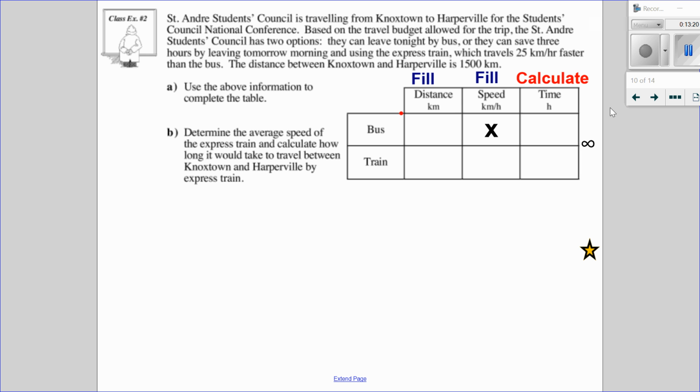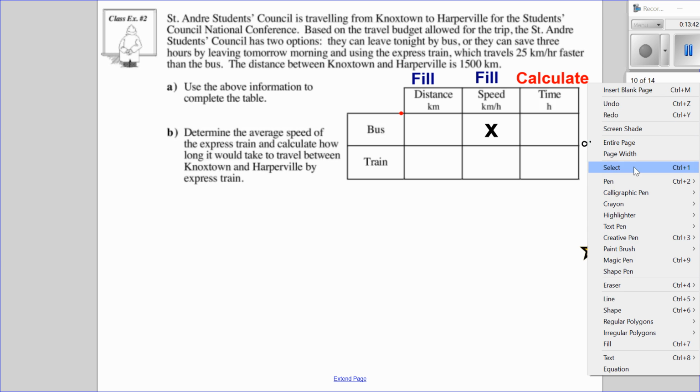In this next example here, we have student council traveling from Knoxville to Harperville for the Student Council National Conference. Based on the travel budget allowed for the trip, St. Andrews students have 2 options. They can leave tonight by bus, or they can save 3 hours by leaving tomorrow and using the express train, which travels 25 kilometers an hour faster than the bus.